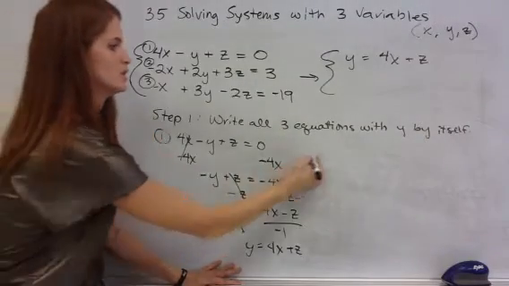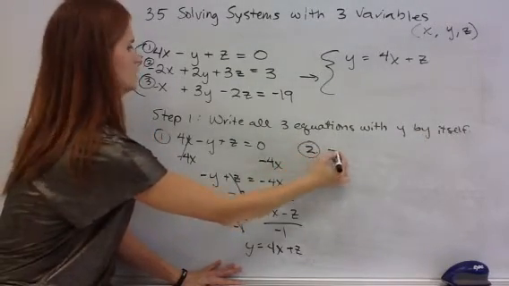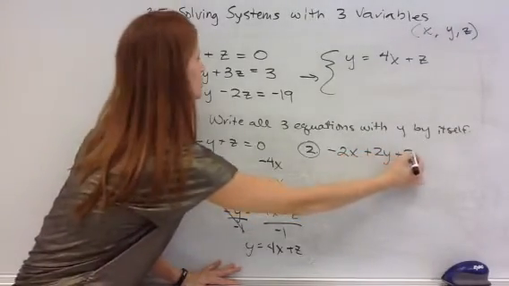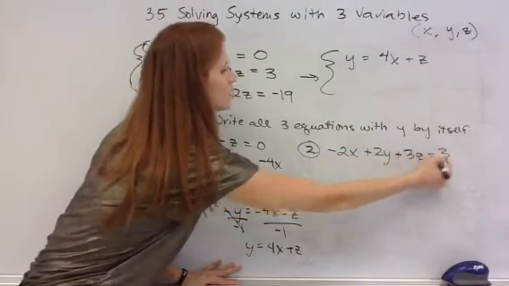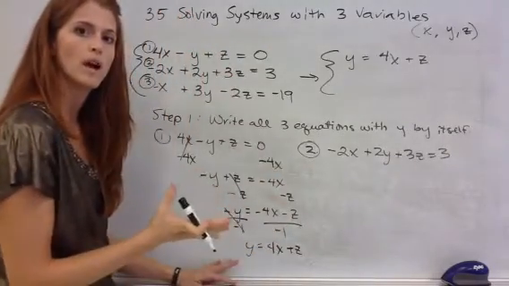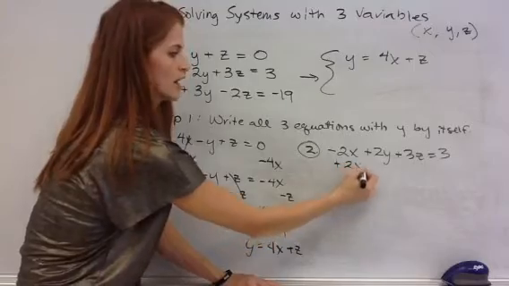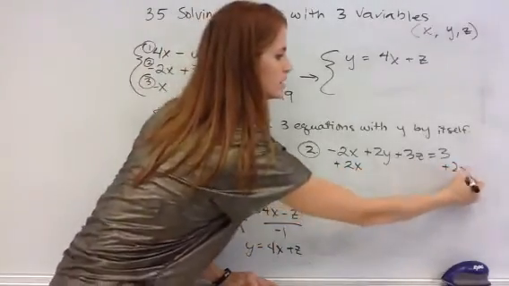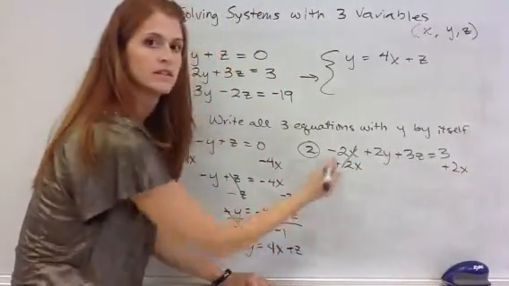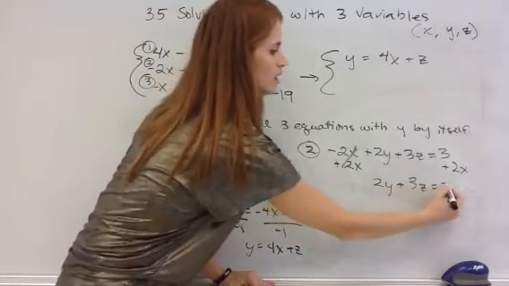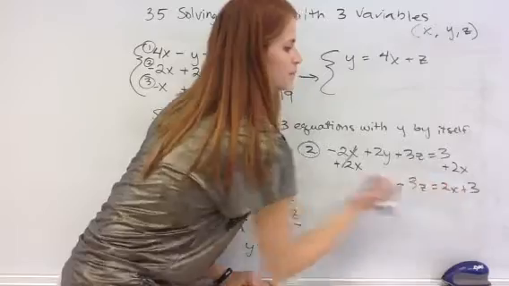Now we have to do equation 2. It's negative 2x plus 2y plus 3z equaling 3. So again, I want to get y by itself. So I've got to move my 2x to the other side. So I'm going to go ahead and add it. This goes away. I'm left with 2y plus 3z equaling 2x plus 3.